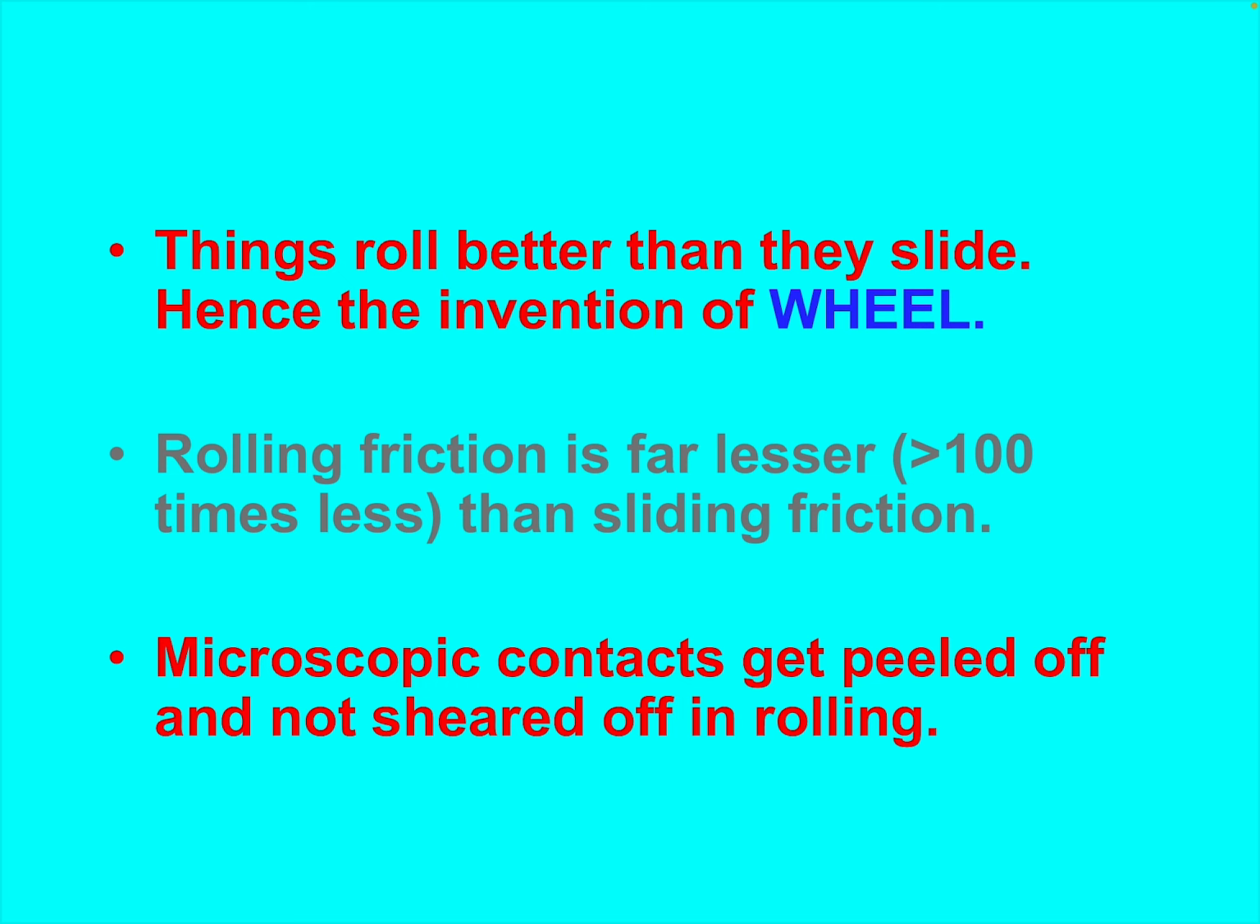Rolling friction is less than, about 100 times less than, sliding friction. In rolling, the microscopic contacts pivot off and do not shear off.